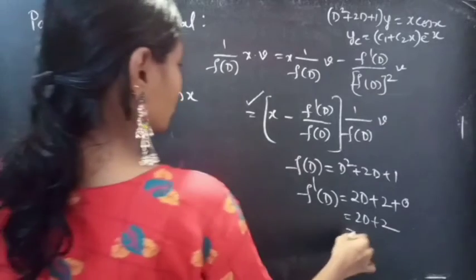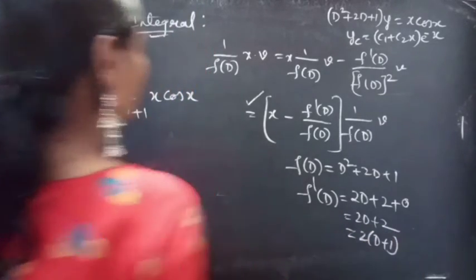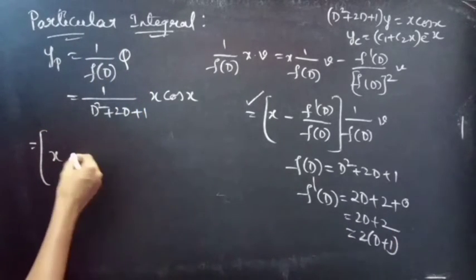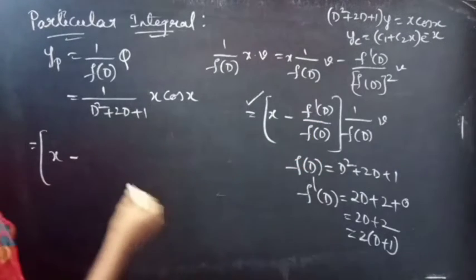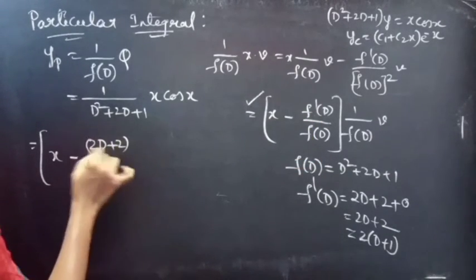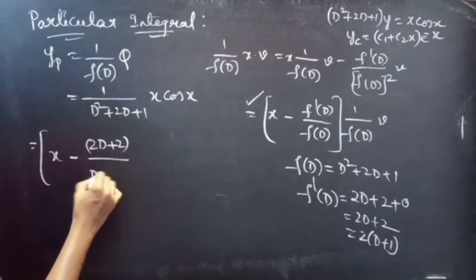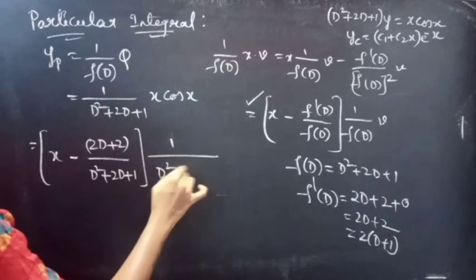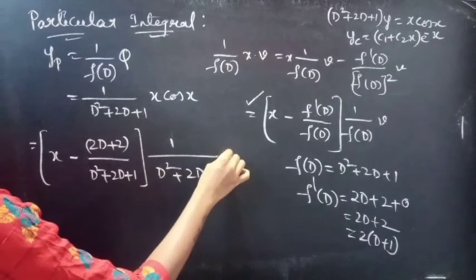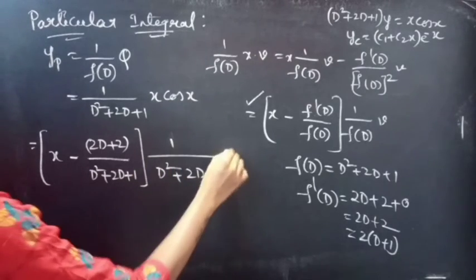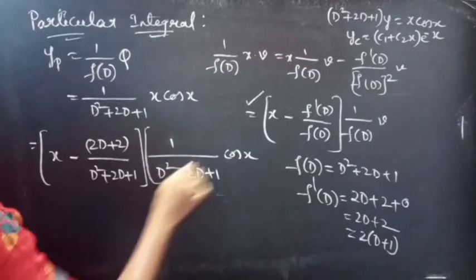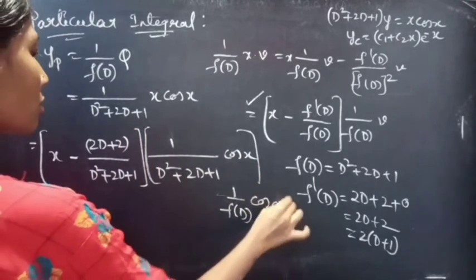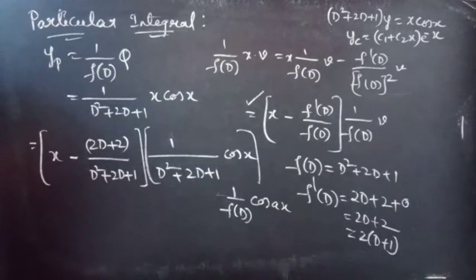Or you can write it as 2 times (D plus 1). If you take 2 common from these two terms, we'll get x minus (2D plus 2)/(D² plus 2D plus 1) into 1/f(D) into v. Here v is cos x. And this is of the 1/f(D) into cos ax form, right? So we can simplify this.